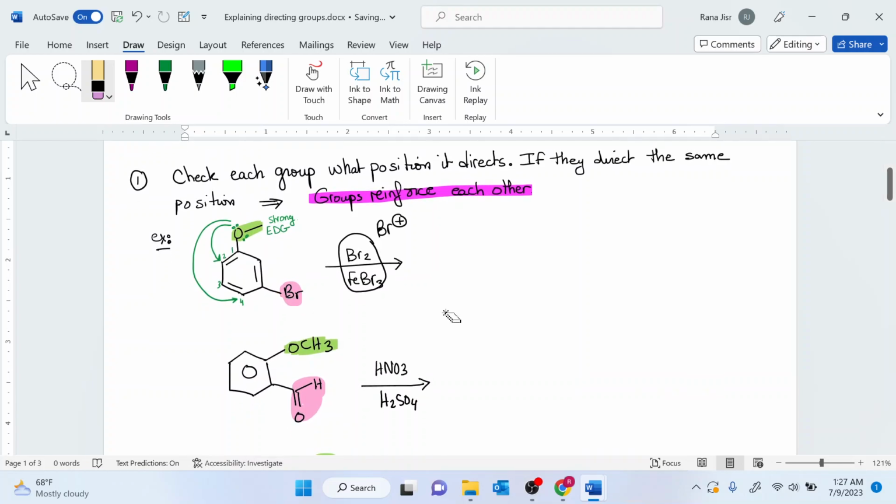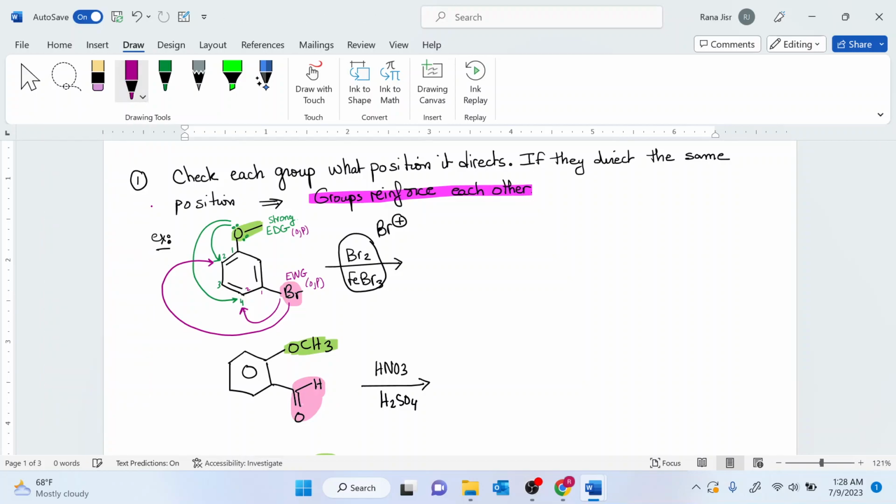Now for this bromine over here, let's go ahead and check. This is a weak deactivating group. So this one is an electron withdrawing group, but it directs the ortho and the para. So for the bromine to direct the ortho and the para position, the ortho position is going to be over here. So the bromine is going to direct again this carbon over here. So these two, the OCH3 and the bromine, direct the same position. You see that? This is called the group reinforcement. Or the bromine can direct this position over here, and this is the para to the bromine.